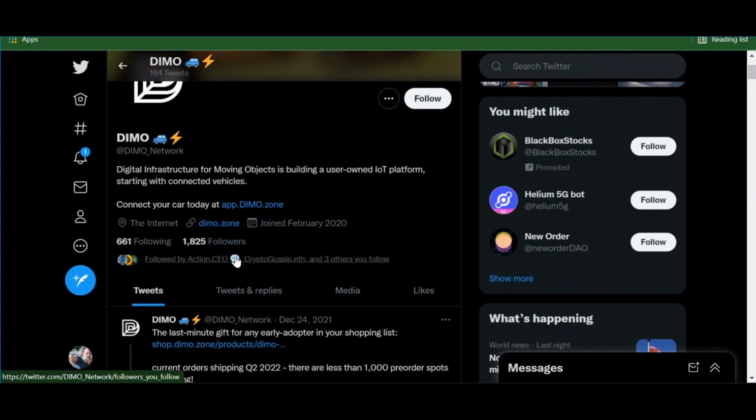Now, if you look at their followers, they only have 1,800 followers. And they're following 700 people. So they're basically doing follow for follow on Twitter. So if you have low followers and want to get some extra followers, I'm pretty sure you just follow them and they'll follow you back. That looks like what they're doing on here.